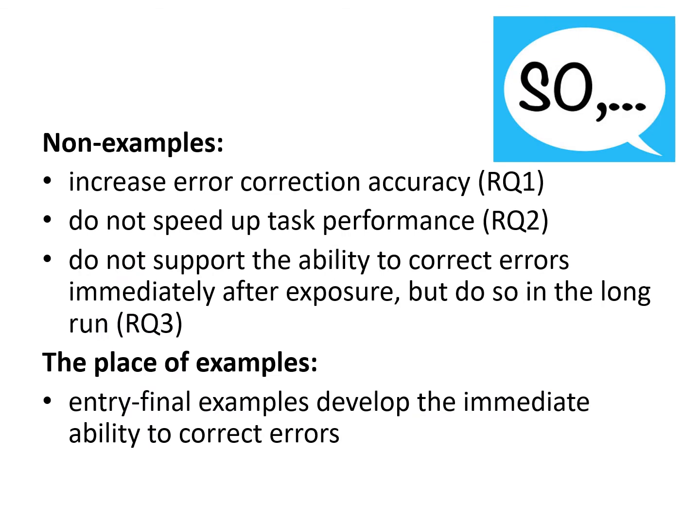So, let me draw some conclusions. Non-examples increase error correction accuracy, but do not speed up task performance. They do not support learning usage immediately after exposure, but help enormously to remember it in the long run. Example distribution influences only the immediate retention of correct structures. In fact, entry-final examples help to remember them best.